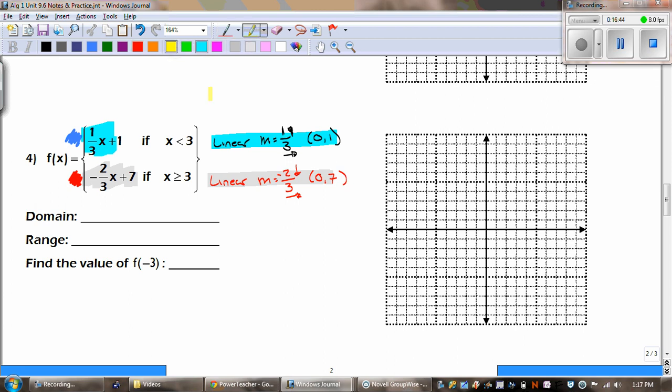Okay, so I want you to graph this and just pay attention to what our limits are supposed to be. Okay, so go ahead and pause the video, and good luck.